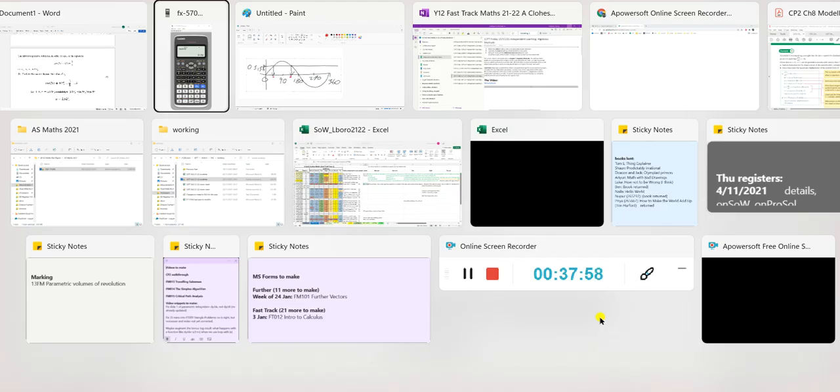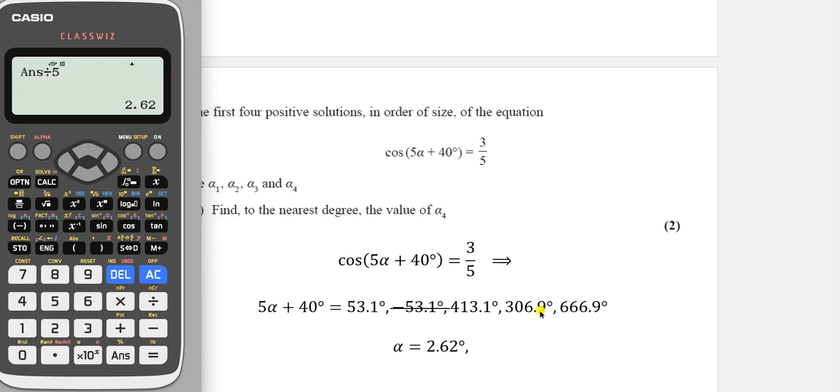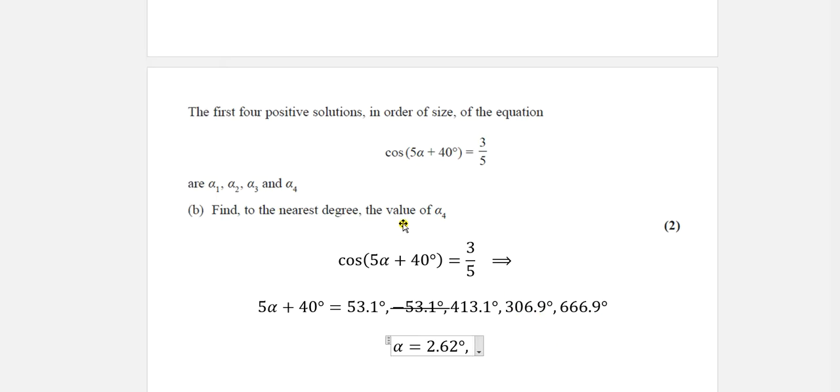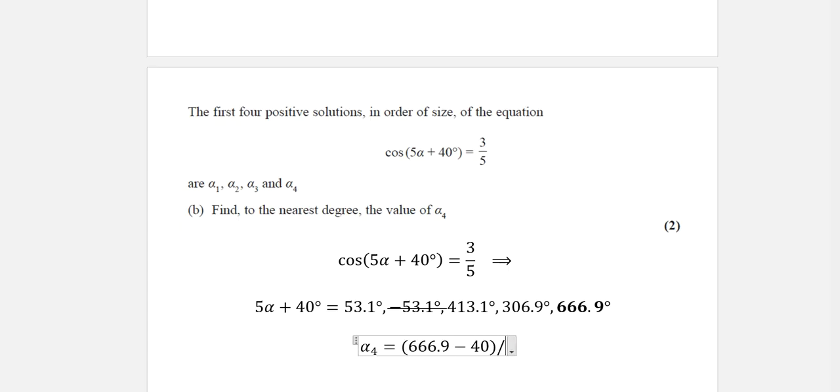The next solution I can find, it says find to the nearest degree the value of alpha 4. This is why checking on the question every now and then before you do too much work is a good idea. They've not asked us for all 4 solutions. They've said, here's the first 4. What is the 4th one? So now I've found these, I know where the 4th one's going to come from. It's going to come from this one. So I don't need all the possible values of alpha. I need alpha 4. And it's going to be 666.9 minus 40 divided by 5.